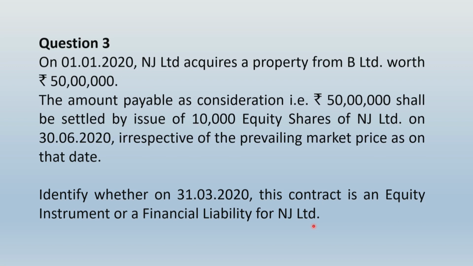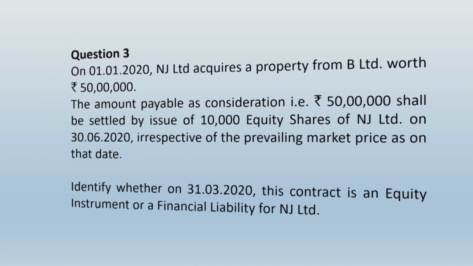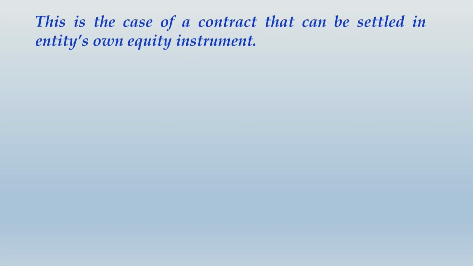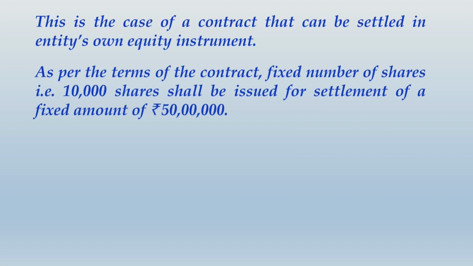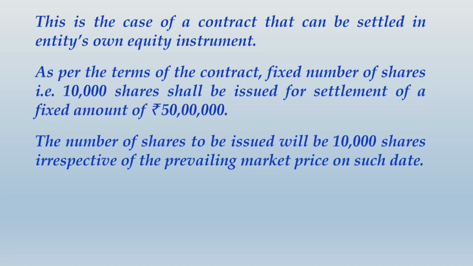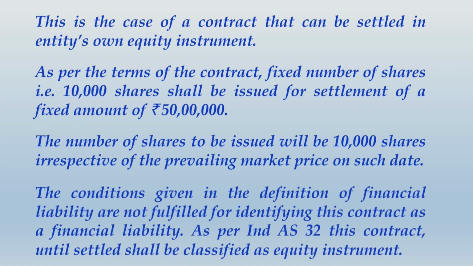For NJ Limited, it will be recorded and recognized as an equity instrument and not a financial liability. So let us write up the answer properly. This is the case of a contract that can be settled in the entity's own equity instrument. As per the terms of the contract, a fixed number of shares, that is 10,000 shares, shall be issued for settlement of a fixed amount of rupees 50 lakhs. The number of shares to be issued will be 10,000 shares, irrespective of the prevailing market price on such date. The conditions given in the definition of financial liability are not fulfilled for identifying this contract as a financial liability.